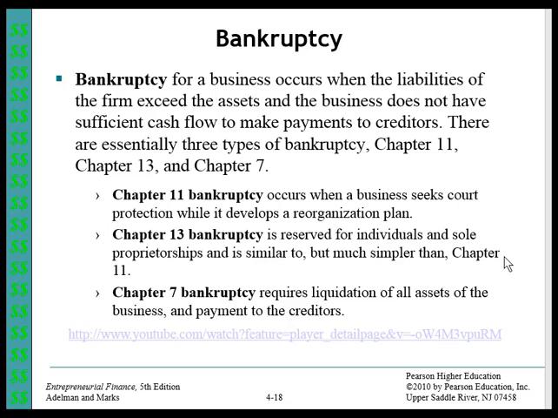Chapter 7 bankruptcy talks about how we just liquidate the assets. We could do this for both individuals and businesses, but essentially we would sell all of our assets and then make payment to all of our creditors. What happens if there's money left over, or if we still have debts at the end? At the end, those people that didn't get paid just don't get paid.